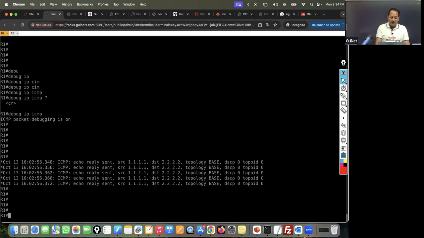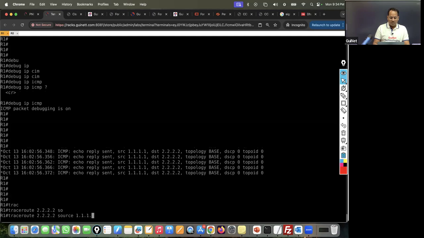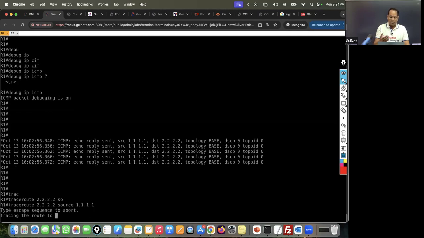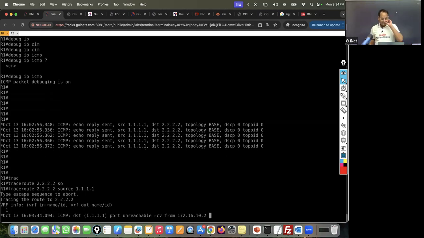And the other way, if I just trace 2.2.2 with source 1.1.1, you will see in the trace also that sometimes it is going to show both paths, which clearly shows that both links are being utilized. You will see that unreachable. Why?